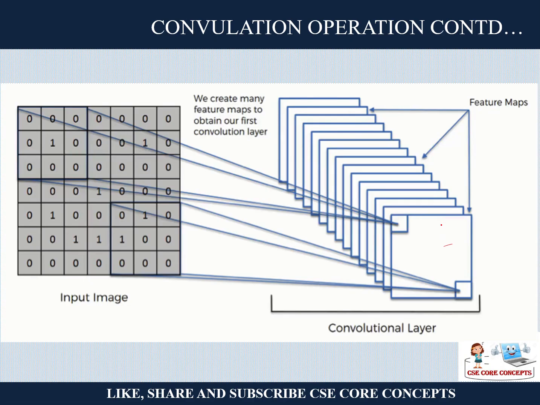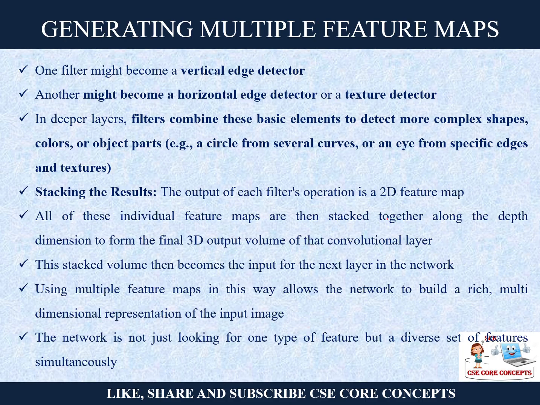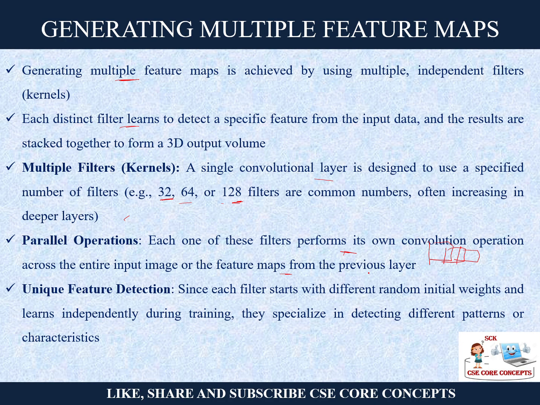You can see the first, second, third, fourth. Okay. So the first filter's feature map, the second feature map, the third feature map, and this way one after the other they are stacking. Understood? This is because each filter starts with a different random initial weight.